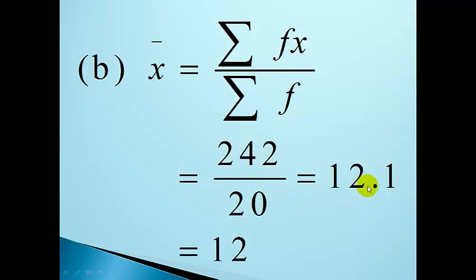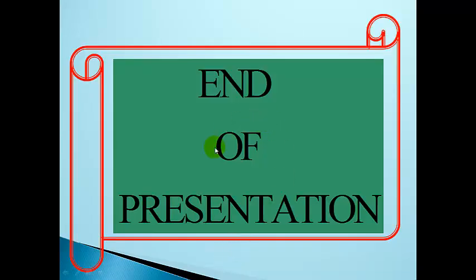Now from the question, we are asked to correct to the nearest whole number. So the whole number is the 12 before the decimal point. The number after the decimal point is 1, and because it's less than 5, we ignore it. And therefore, the answer is 12. So the mean from the table is equal to 12. This is the end of our presentation on statistics.